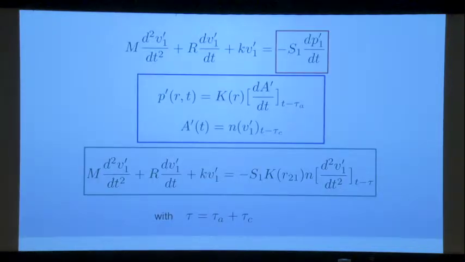So now, this is the equation of the resonator. P is obtained from dA prime over dt. A prime itself is obtained from the velocity fluctuations. You put that here, and this is what you get. So you get a resonator, but on this side, you have also a term which is like this one, but with a delay. You see the delay is this sum, but basically it's the convective delay. So we have now a full model for the instability.